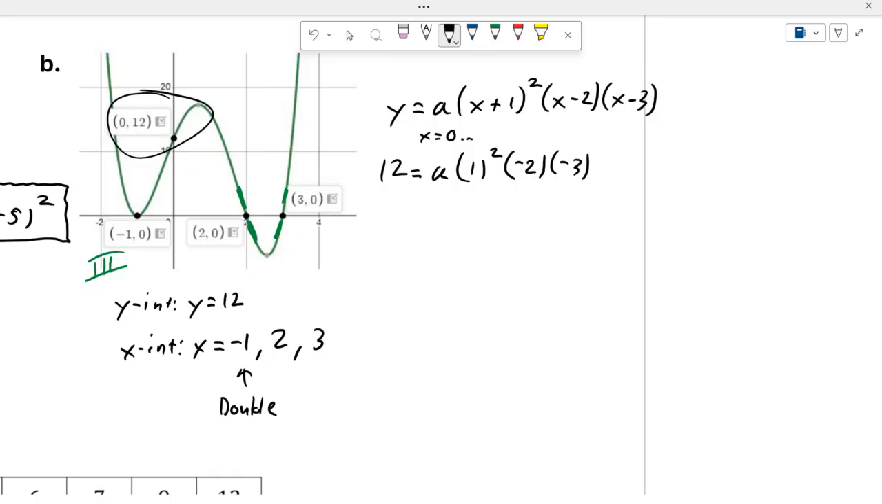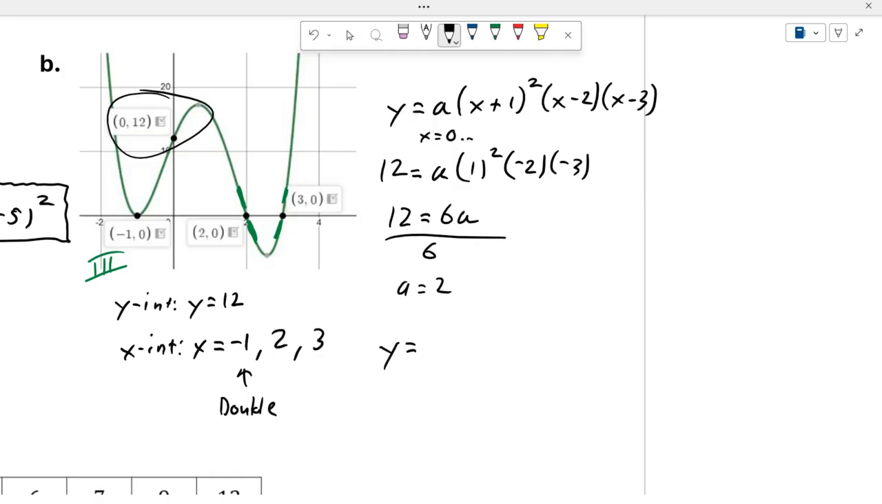Well, now I have an equation that only involves A, and that I can solve without much difficulty. I'll just go left to right here. 1 squared is 1, times negative 2 is negative 2, times negative 3 is positive 6. So this becomes 6A, because all the numbers to the right of A are just like a coefficient, so I move them to the left of A. Again, 1 squared times negative 2 times negative 3 is positive 6. So I get 12 equals 6A, divide by 6, and I get A equals 2.